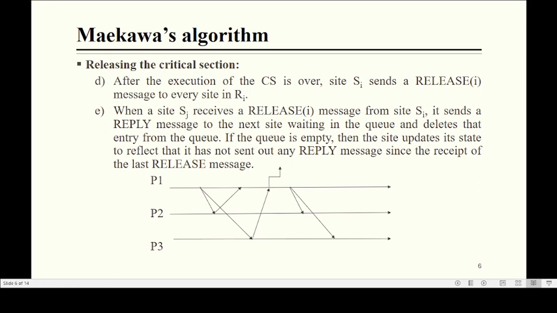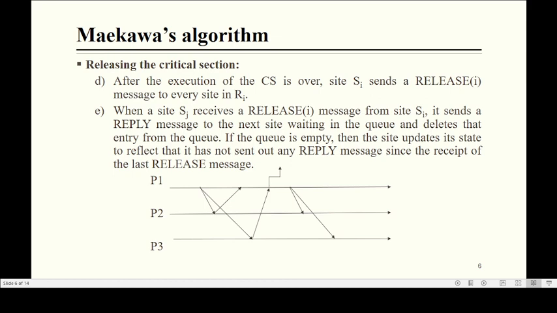The third stage is releasing the critical section. After execution of the critical section is over, site Si sends a release message to every site in its request set Ri. When a site Sj receives a release message from site Si, it sends a reply message to the next site waiting in the queue and deletes that entry from the queue. If the queue is empty, then the site updates its state to reflect that it has not sent out any reply message since the receipt of the last release message.